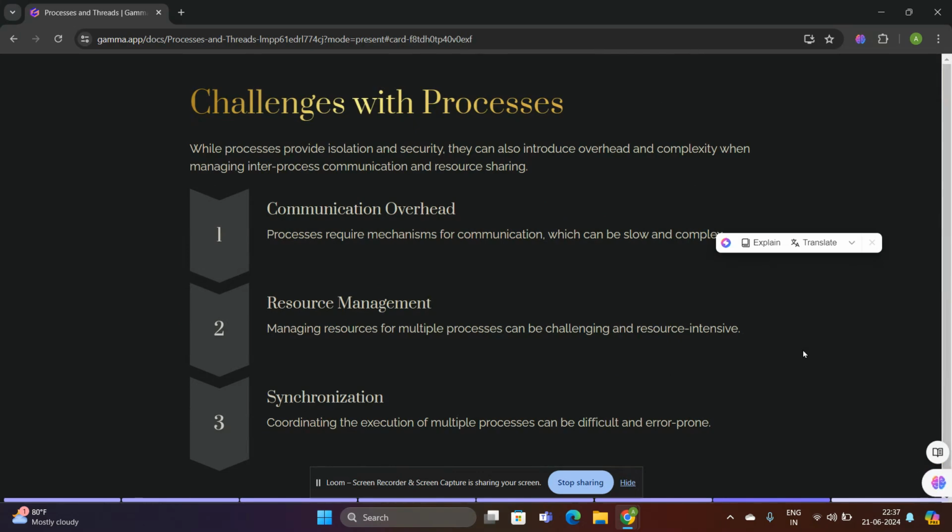Coming to the challenges faced by processes, the communication will be very limited because they are very independent, having independent memory space, and information cannot be shared with the other process, so communication will be a bit complicated compared to threads. And resource management, meaning managing the resources between multiple processes, is very challenging because they are very strong in security and maintain stability, so we cannot easily manage the resources between multiple processes. Coming to synchronization, coordinating the execution of multiple processes can be difficult, and there is a chance of error.